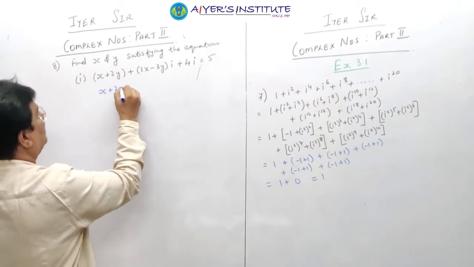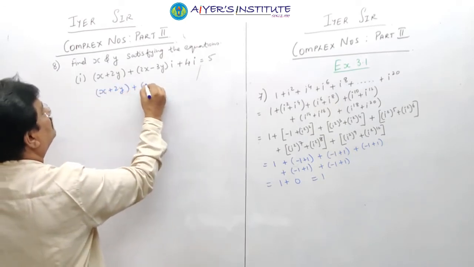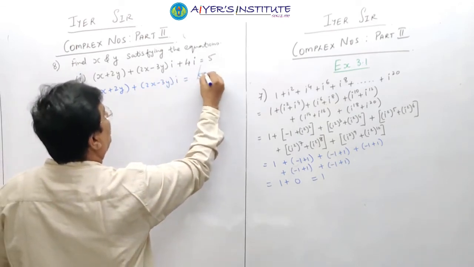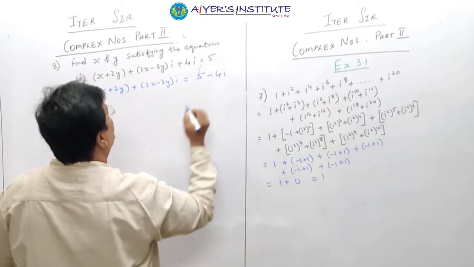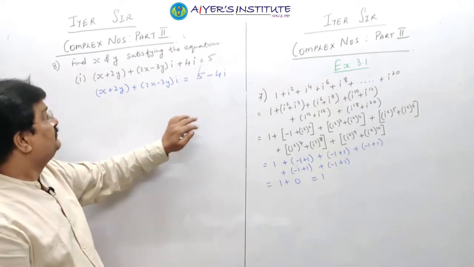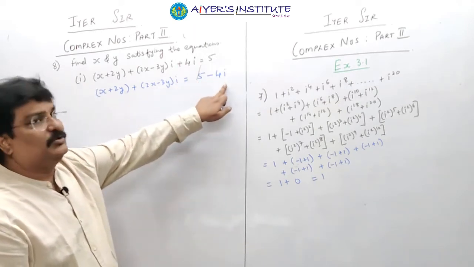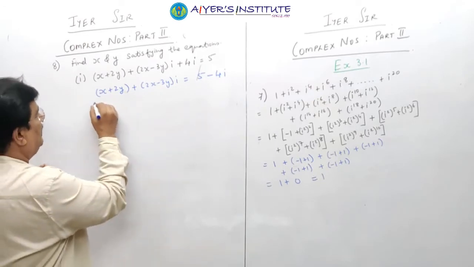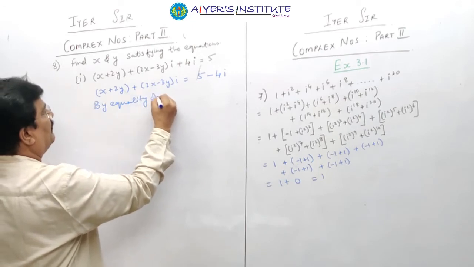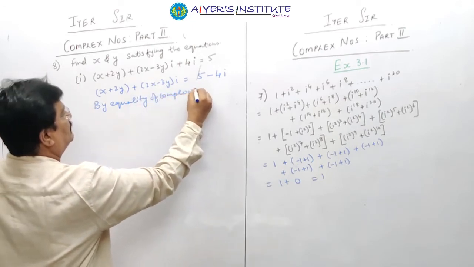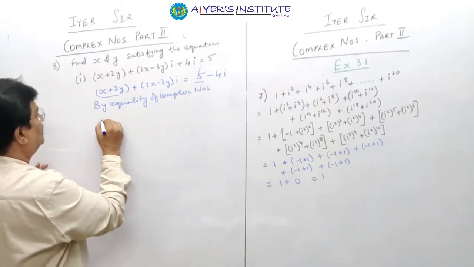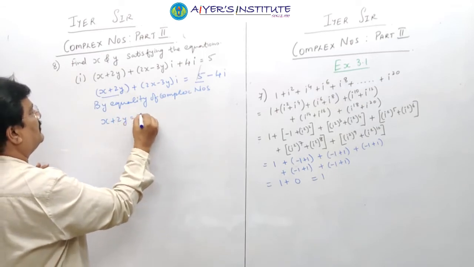So what we will do is take this i over there. So x plus 2y, 2x minus 3y with i is equal to 5 minus 4i. If you look at it properly, this term has no i, and this term has no i. In this term you have i and in this term also you have i. By equality of complex numbers, this and this are the same. x plus 2y is equal to 5.